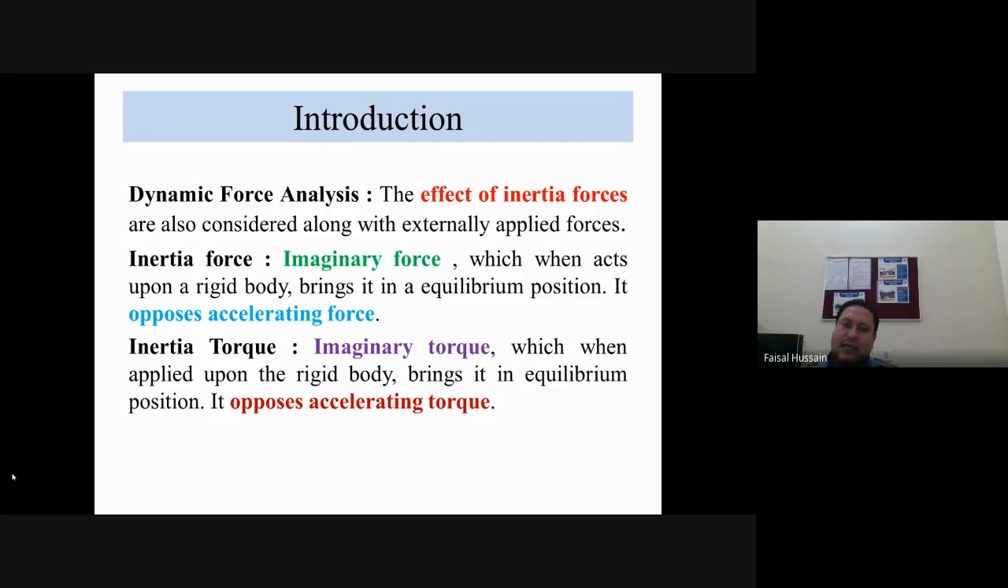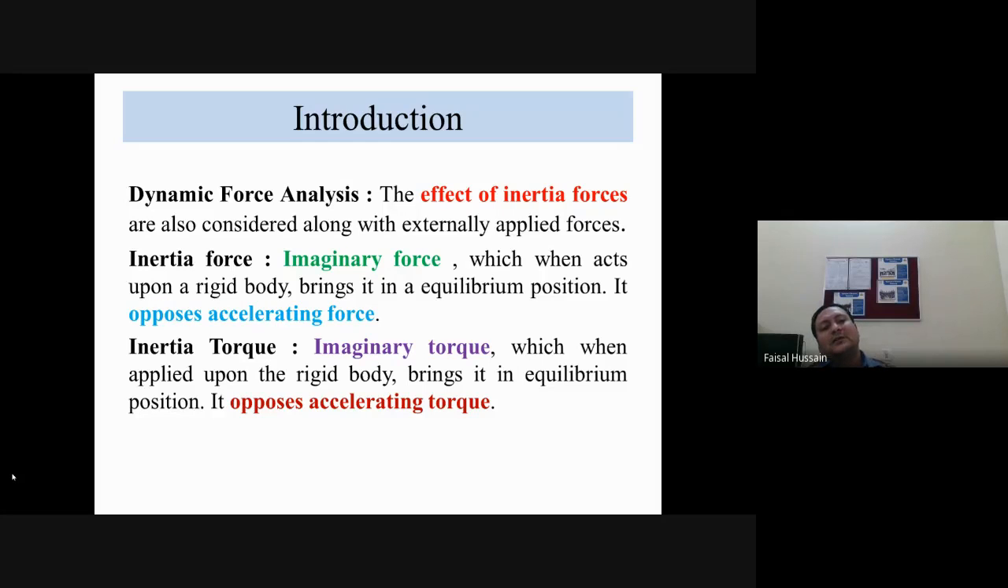How does it oppose the accelerating force? It acts opposite. For example, a body is placed on a horizontal surface and the body is moving towards right, then inertia force will act toward left. It will oppose. So accelerating force is mass into acceleration. Inertia force is also mass into acceleration with an opposite sign, that is a negative sign.